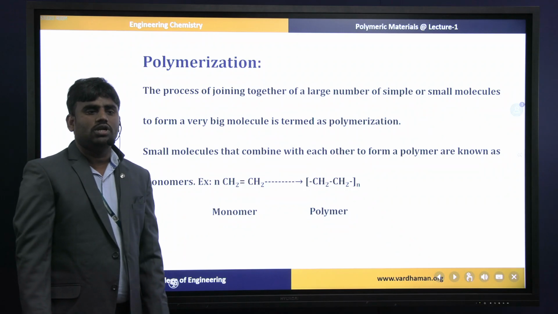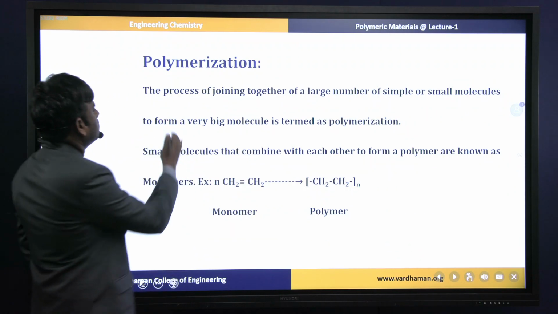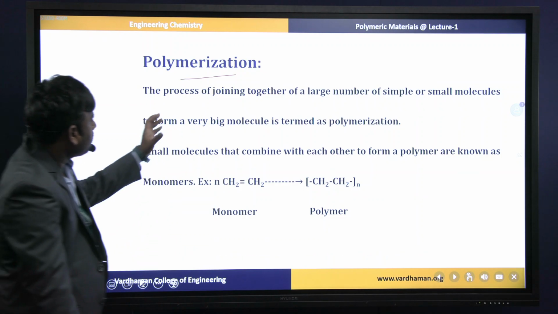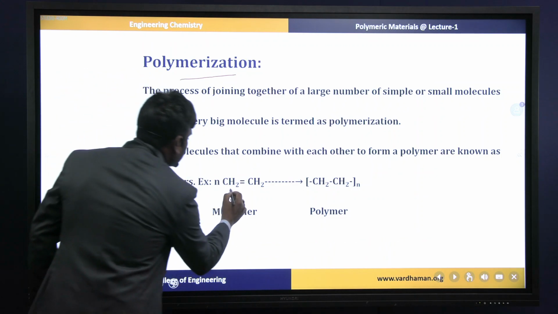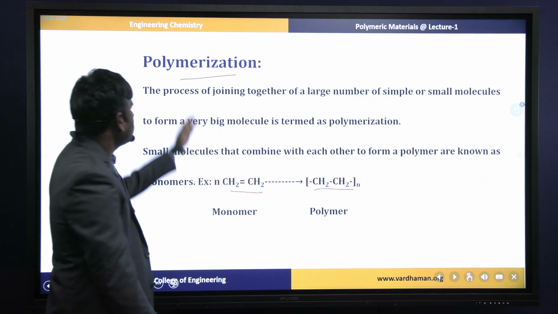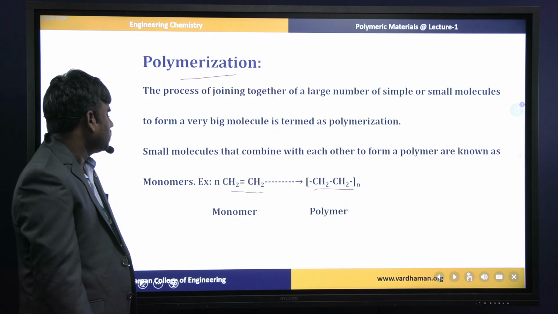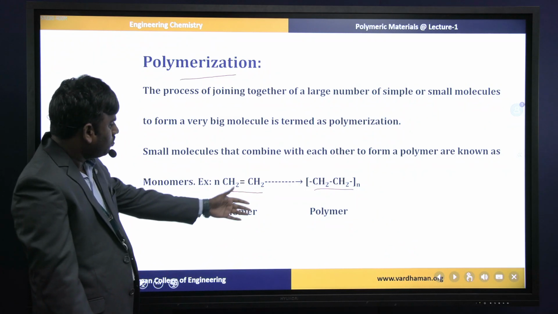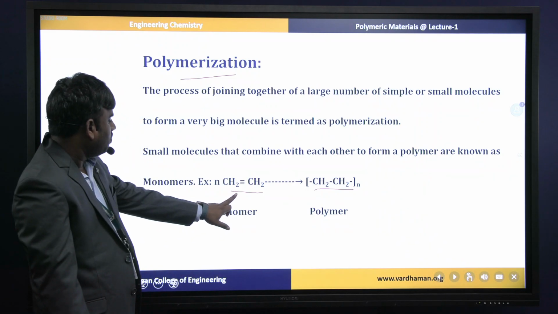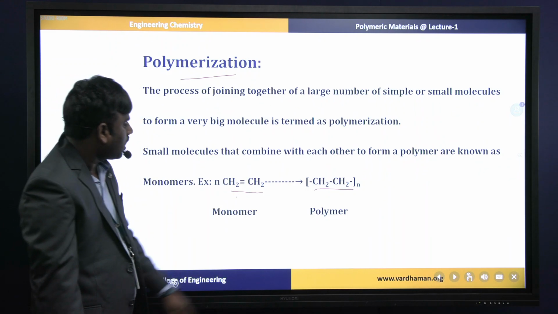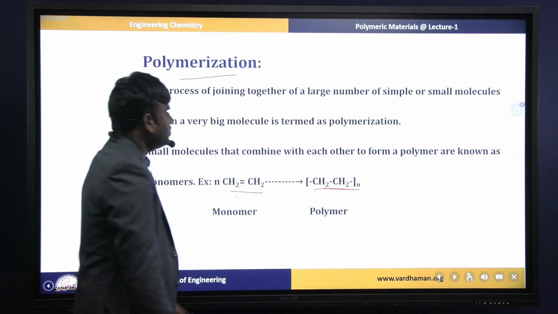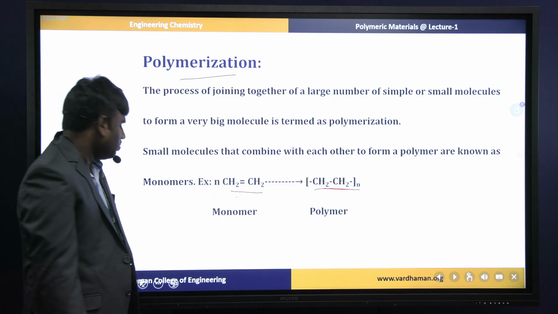Next, moving to polymerization. During this process, the formation of polymers is called polymerization. It means the process in which the monomer units combine together to give a polymer. That's why this process is known as the polymerization process. Here I am going to synthesize one simple polymer, that is the polyethylene molecule. N moles of ethylene monomer molecules undergo polymerization. It gives the polyethylene molecule. So this process is known as the polymerization process.